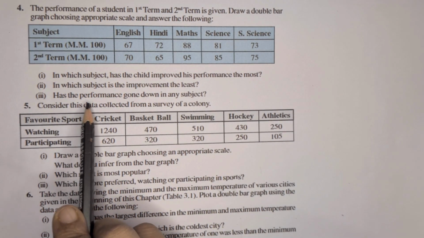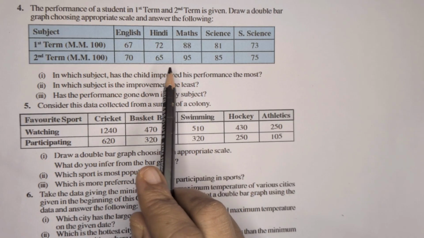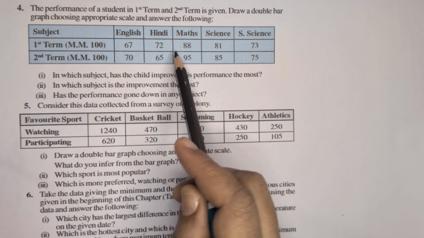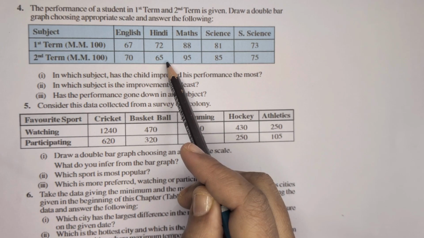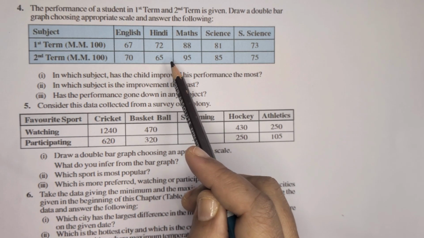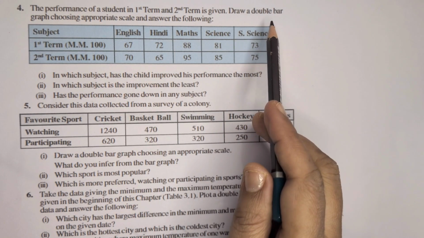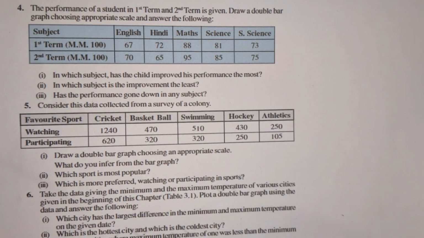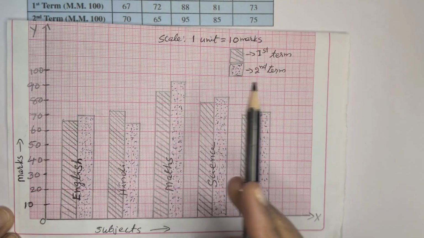Third question, has the performance gone down in any subject? Yes, in Hindi. First term 72 marks, second term it became 65. So performance has gone down. You have to draw a double bar graph. This is the double bar graph.